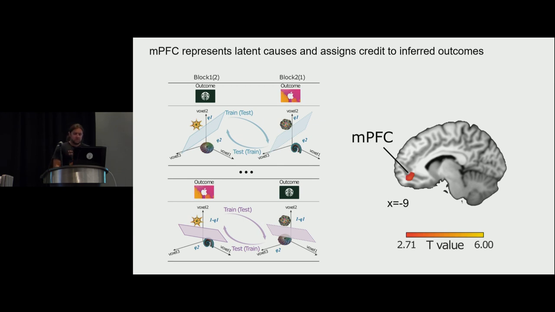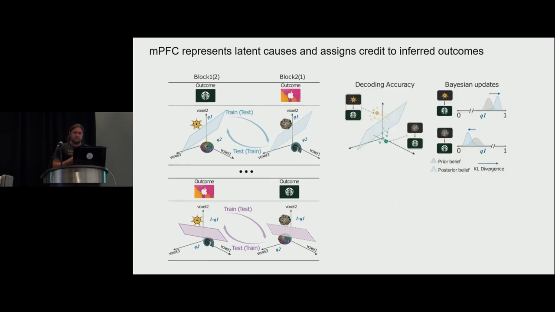And one prediction you might make is that the strength of these representations might be greater when you have to use those structural relations to make really big updates. And so what we did was we took the distance from the hyperplane for that SVM as a measure of how strong that representation was, or how well the SVM could categorize it, and correlated it with the DKL term, or these Bayesian updates, the information gained by moving from one probability distribution to the other.